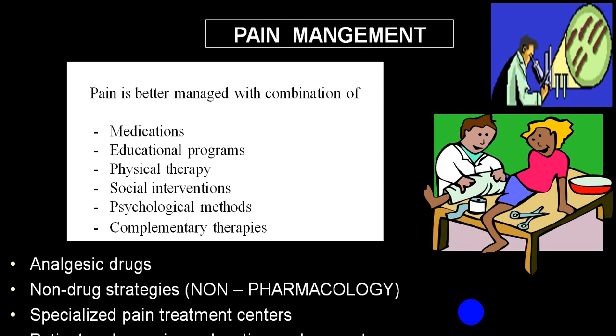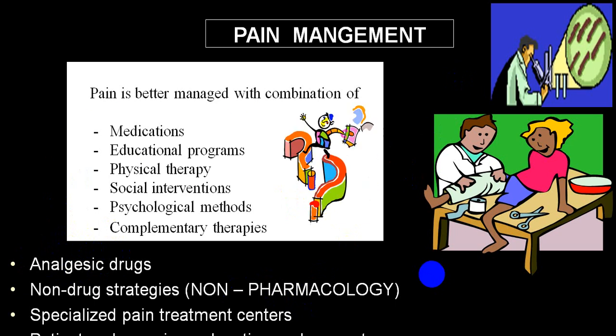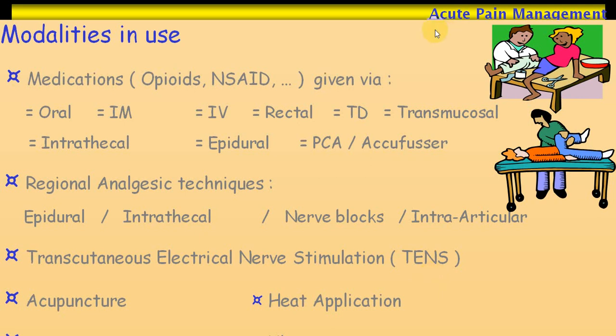So for pain management, we have medications, and we have a lot of other things which can be complementary, like education, physical therapy, what we call physiotherapy, social intervention, psychological psychotherapy, complementary therapy, etc. So we divide into drugs and non-pharmacological therapy. Non-pharmacological therapy is also very useful, but it is more useful in chronic pain rather than acute pain. In acute pain, very few non-pharmacological therapies are useful.